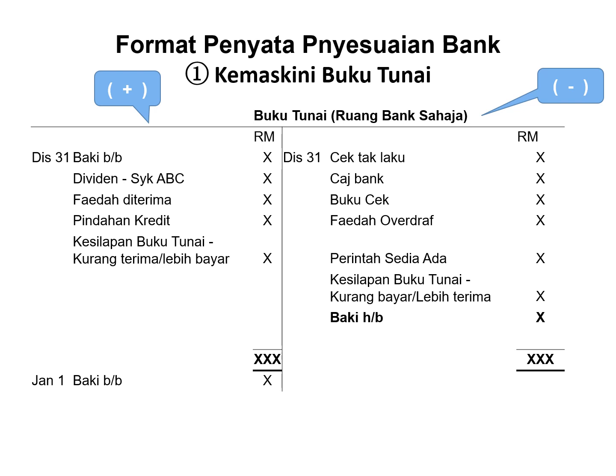Okay, same thing happens here. Kesilapan buku tunai can be kurang bayar. You have underpayment. Let's say you're supposed to pay 500, but you recorded 50 in your cash book as a payment credit, so it's not correct, right? So you need to pay another 450. So here you put another 450 as a payment, because you're supposed to pay 500 but you recorded 50.